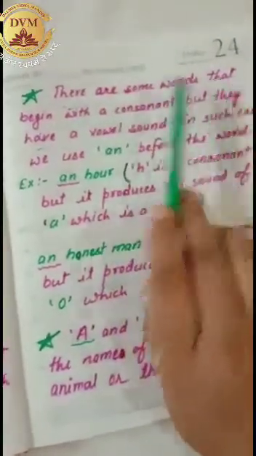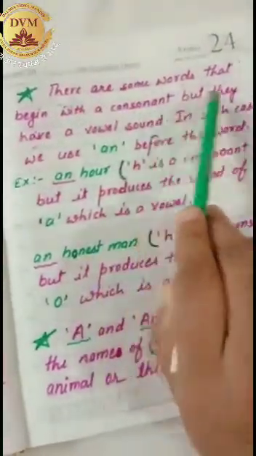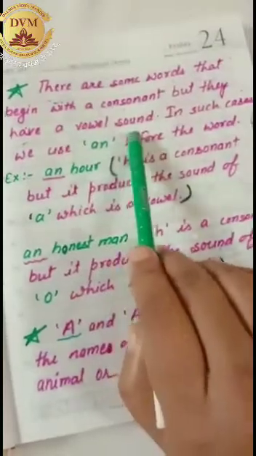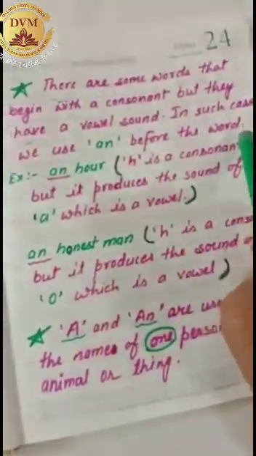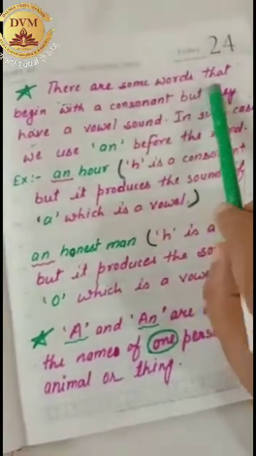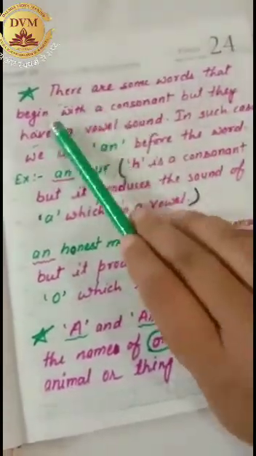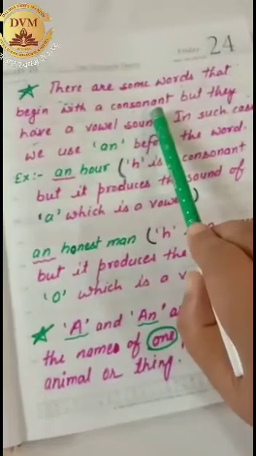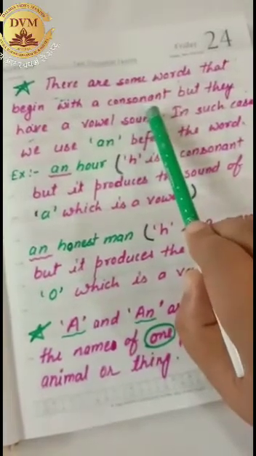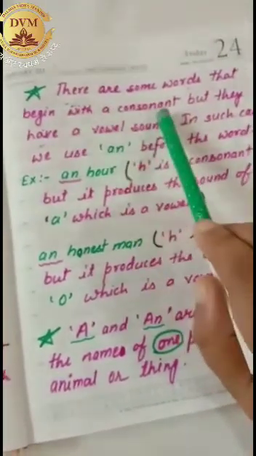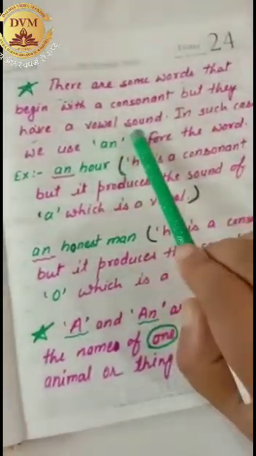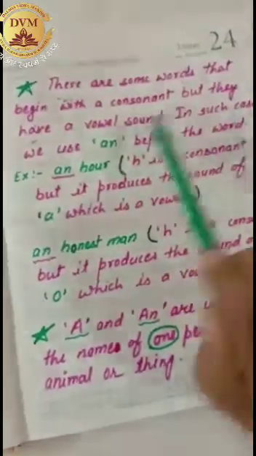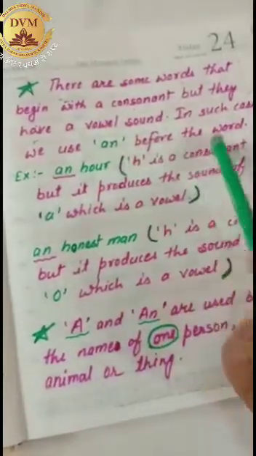There are some words that begin with a consonant but they have a vowel sound. In such cases we use an before the word. Yes, there are some words which are beginning with a consonant. Consonant, 21 letters, you have read, these are starting with a consonant letter but they are producing a vowel sound. So in such cases we will use an before the word.